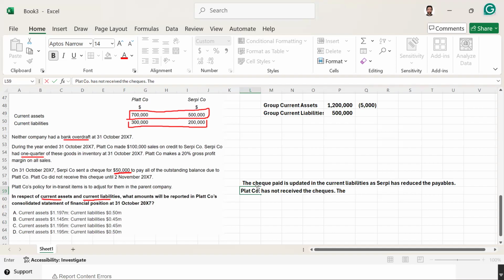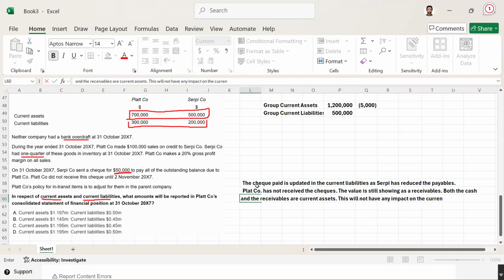The value is still showing as a receivable. Now the issue is both the cash and the receivables are current assets. Okay, this will not have any impact on the current asset. I hope this part is clear.